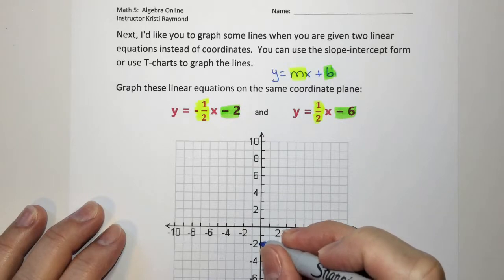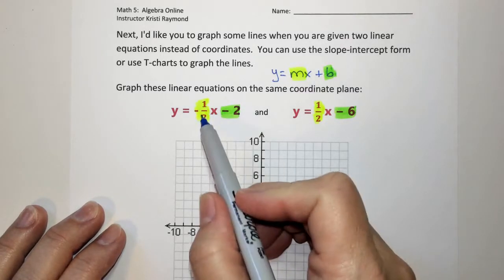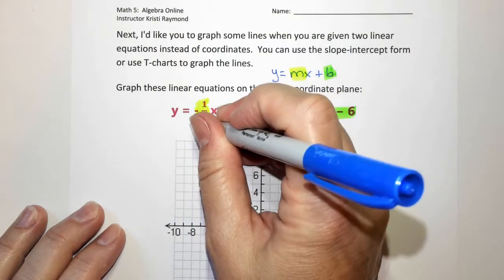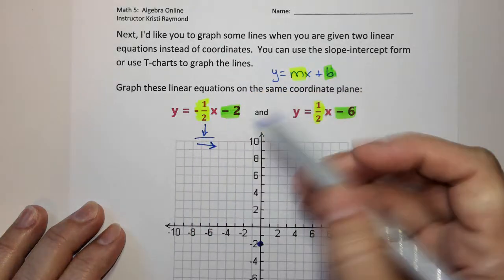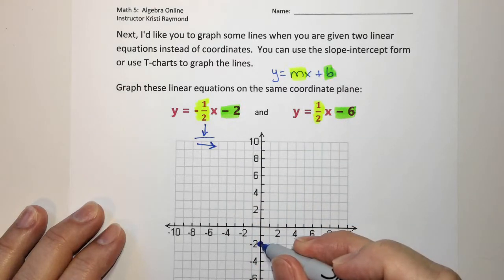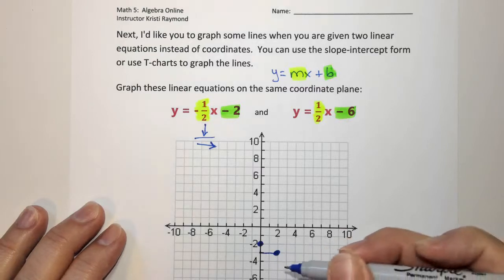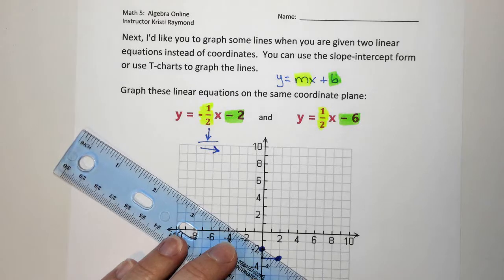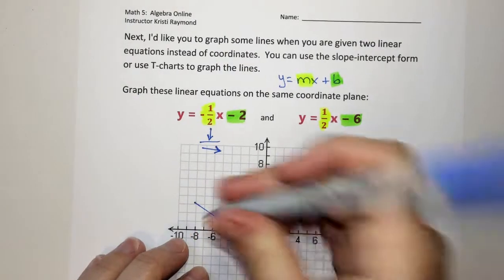Y-intercept is -2, and that's a point. Use your knowledge of slope then to graph a -1/2 slope. So rather than rise over run, if it's negative, it's just drop over run. We're going to drop 1 and run 2. Drop 1 and run 2. There's my second point. Connect those 2 dots to make a line.